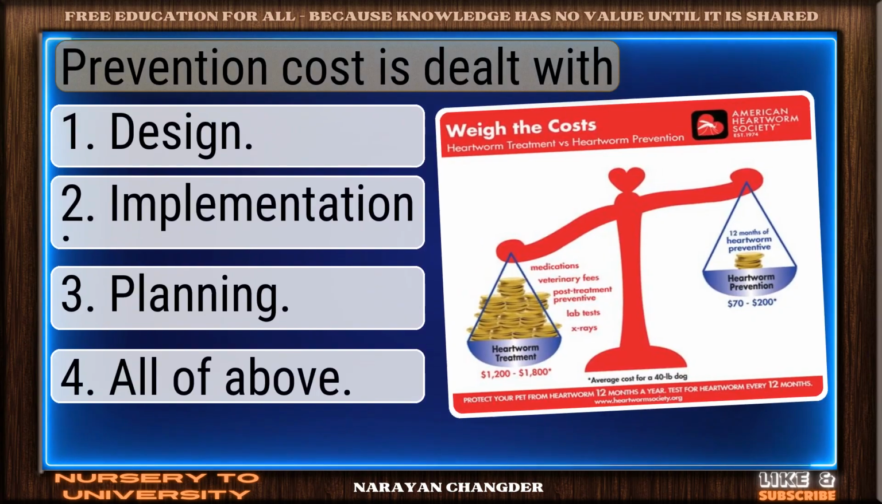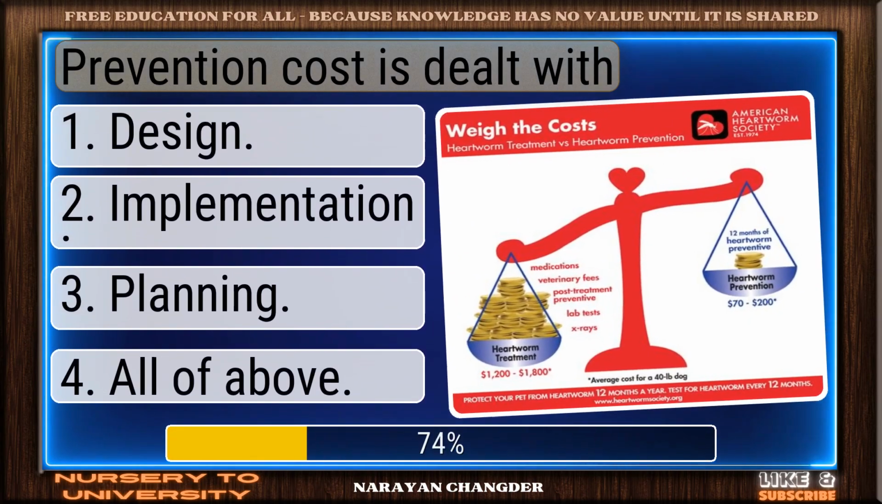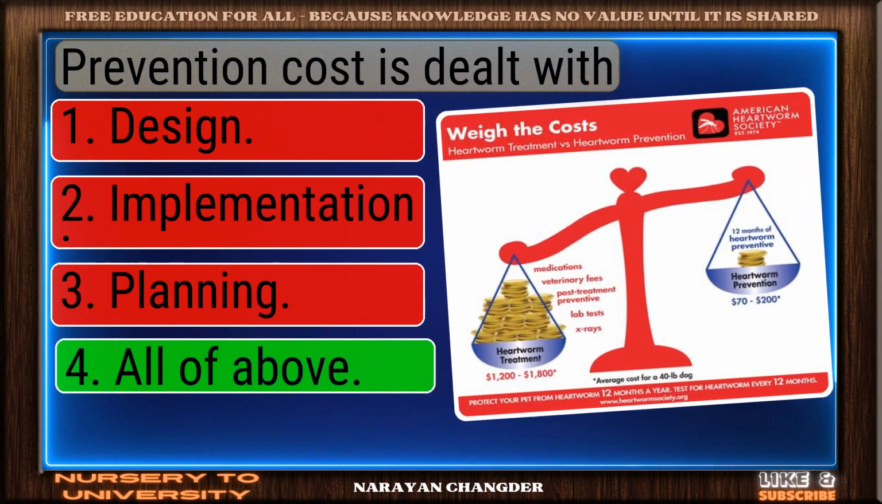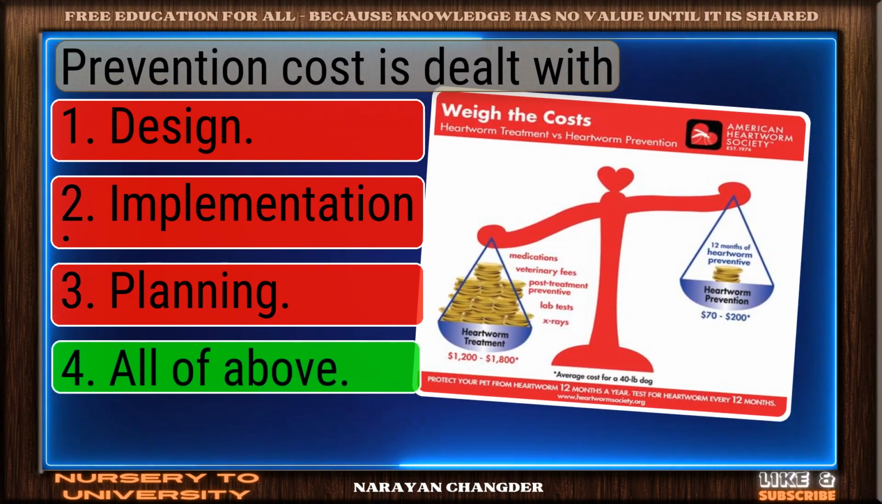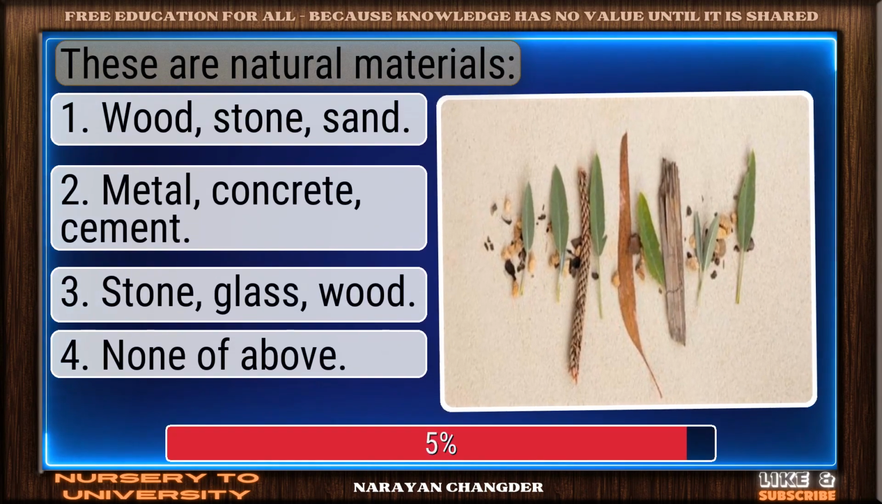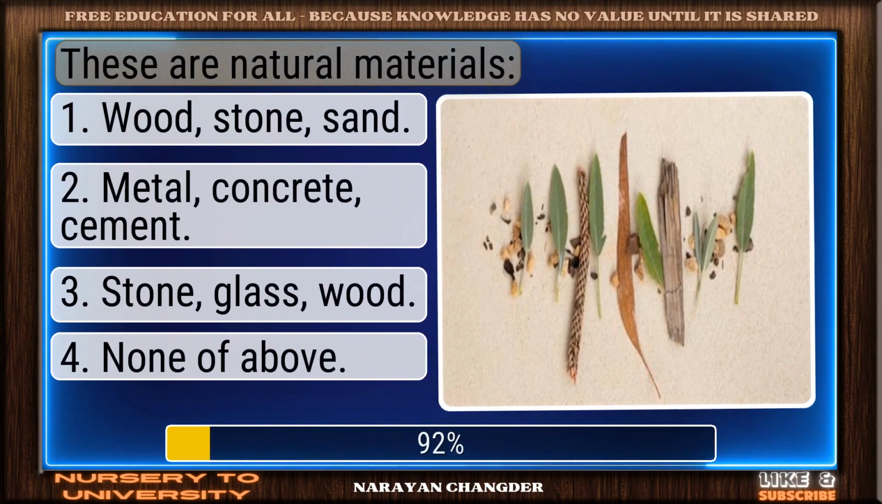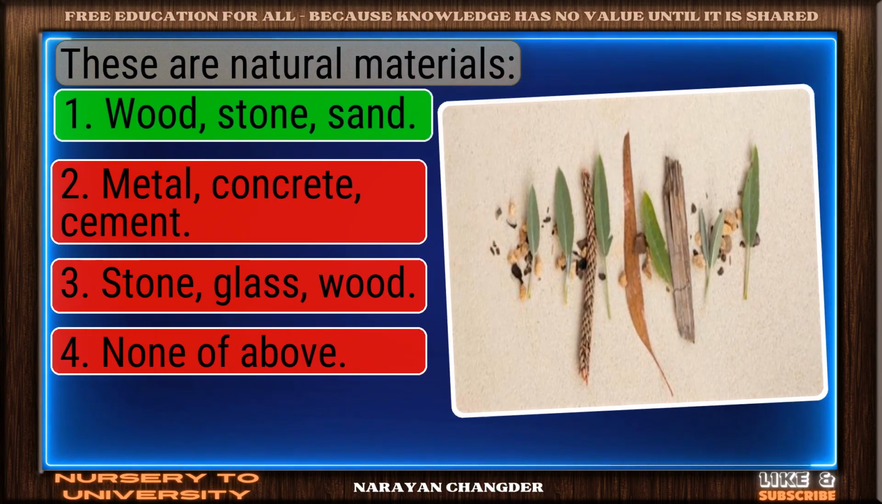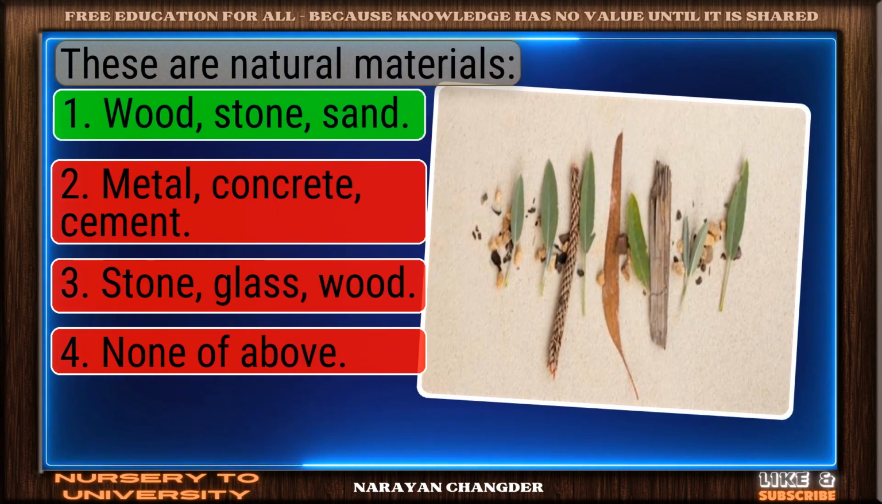Prevention cost is dealt with. Great job. All of above is the accurate answer. These are natural materials. Exactly. Wood, stone, sand makes sense and it is right choice.